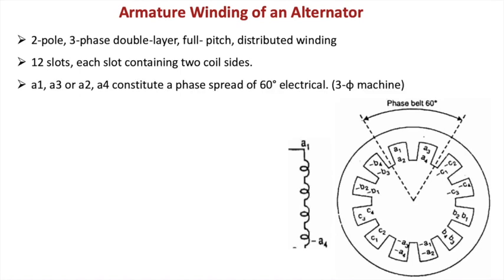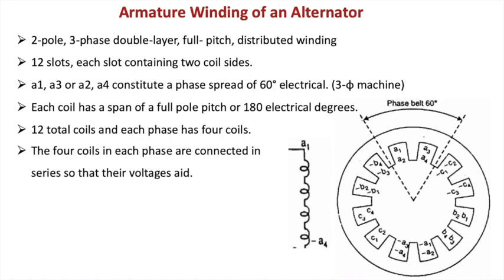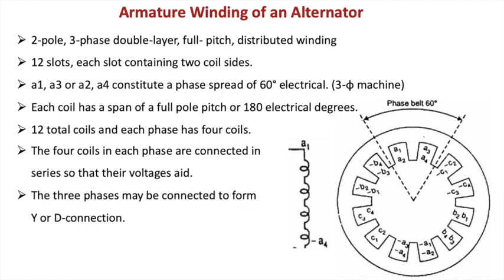A1, A3 or A2, A4 constitute a phase spread of 60 degrees electrical. Each coil has a span of full pole pitch, that is 180 degrees electrical. There are 12 total coils, and each phase has 4 coils. The 4 coils in each phase are connected in series, so the voltages will add. The 3 phases can be connected to form the star or the delta connection.